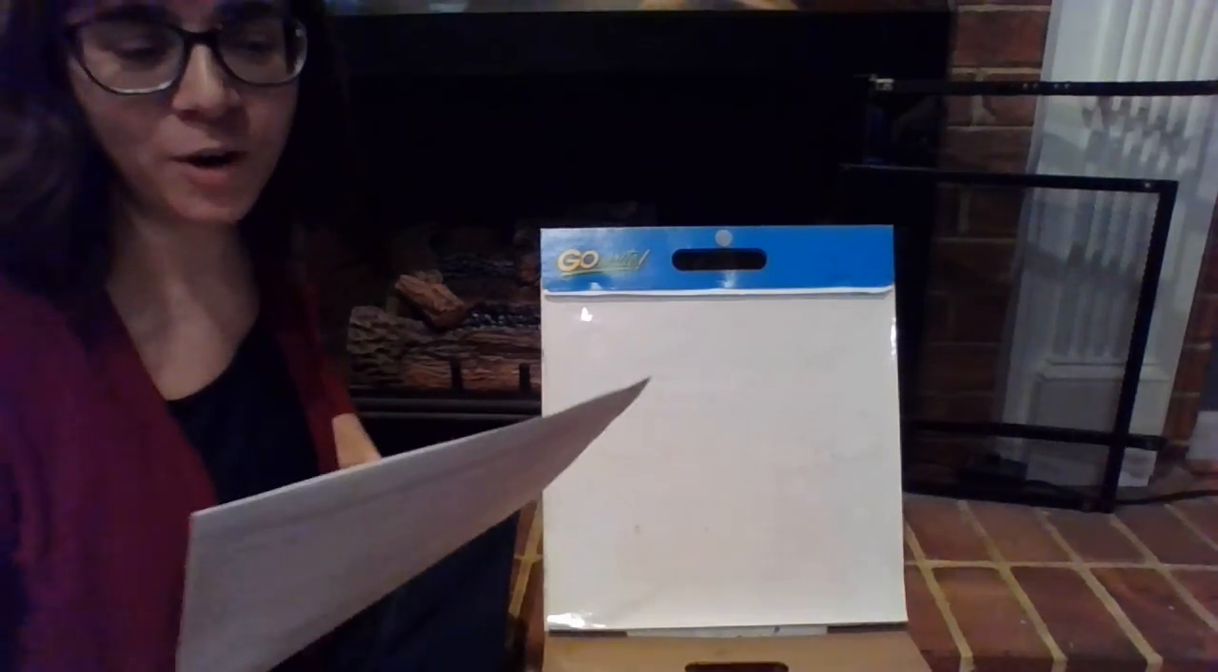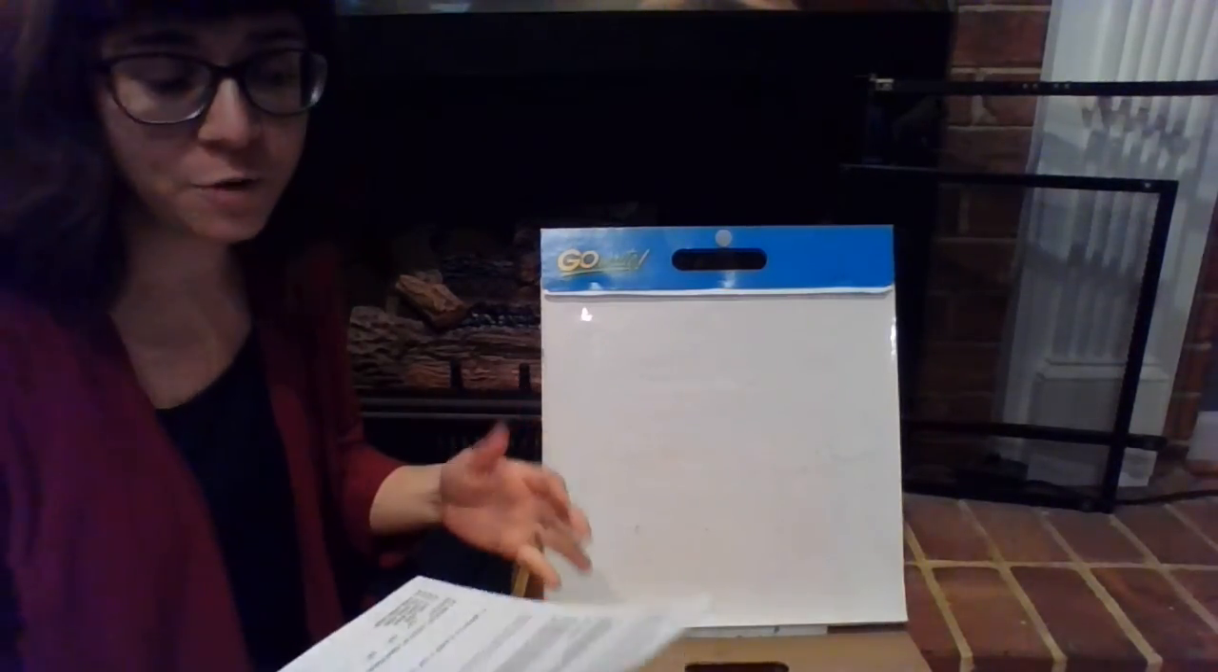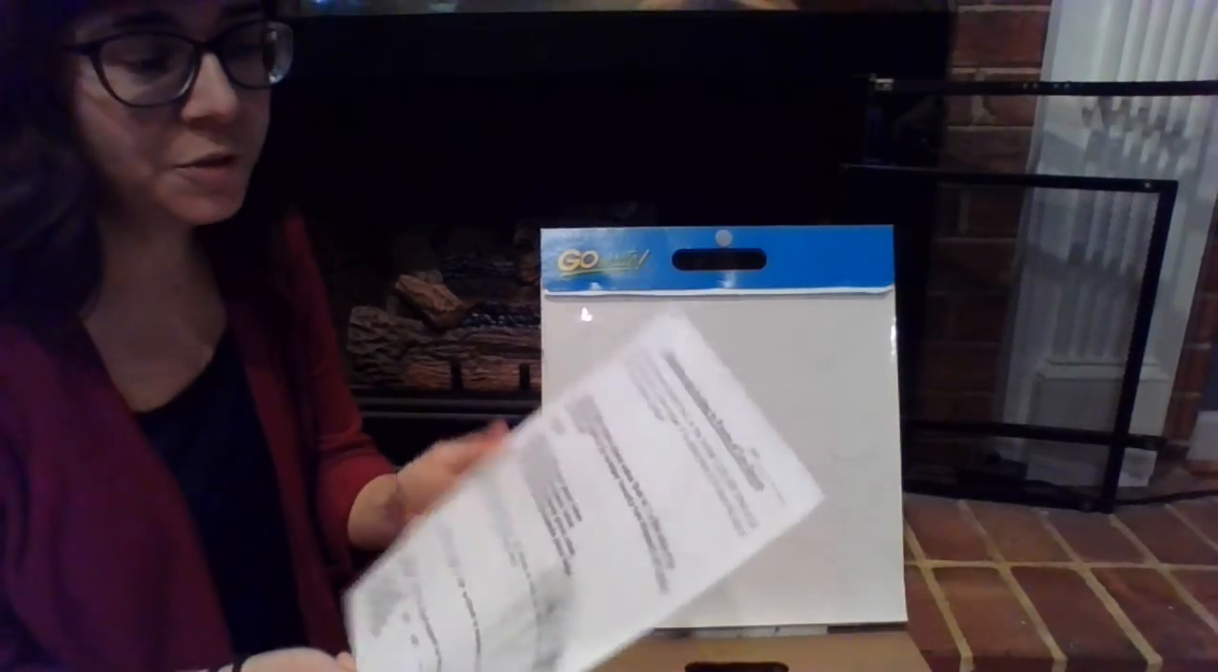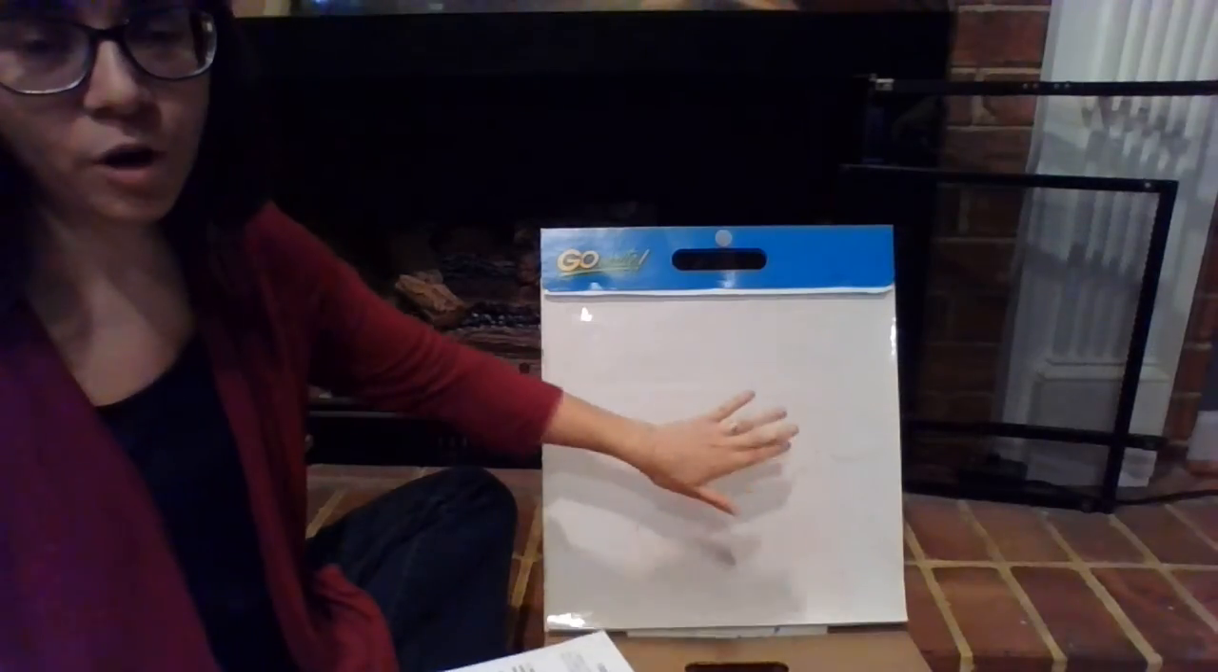Okay, so we're going to work on reviewing multiplying and dividing by powers of 10. You can think of Veronica, you can think of Mr. Dole, and just place value in general. So what I'll do is I'll just kind of show you the questions and then do the work on the board.